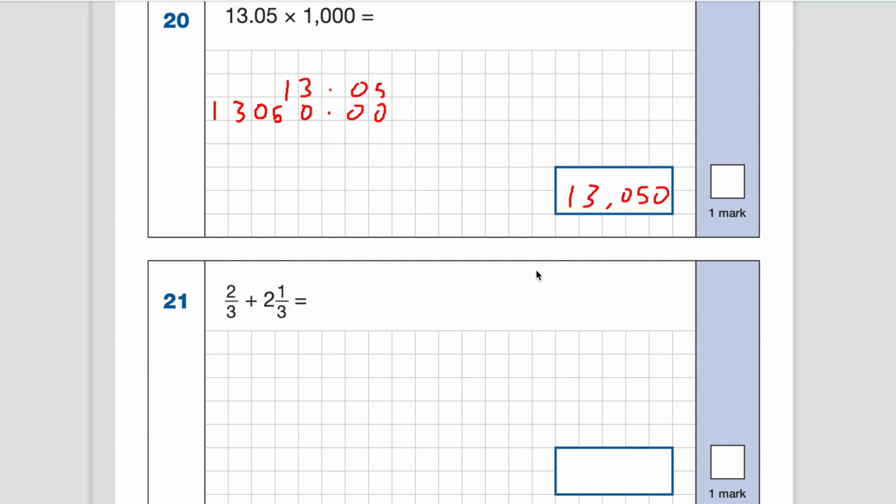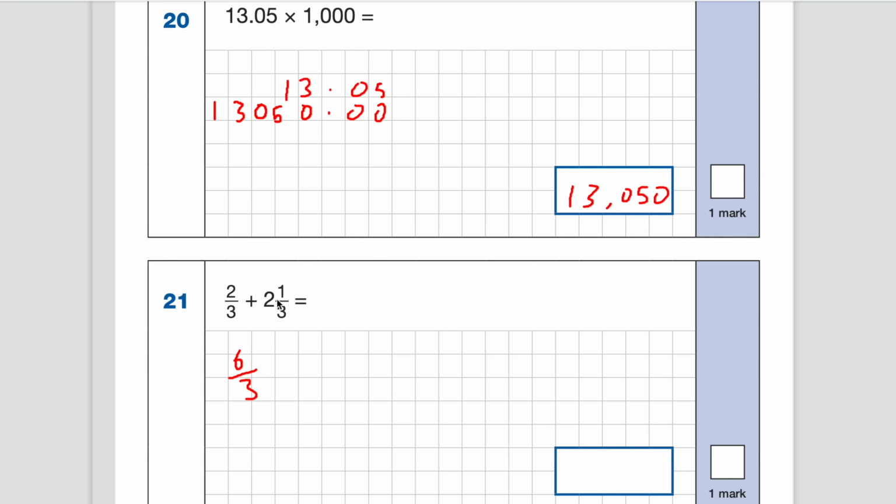Number 21 is asking us to add a fraction and a mixed number together. Now, luckily, they've got the same denominator, so that makes it a lot easier to add. But we need to do something about this too. So what you need to remember is that there are 3/3 in a whole, and we have 2 wholes. So we have 6/3 there. That's the same as 2 whole numbers.